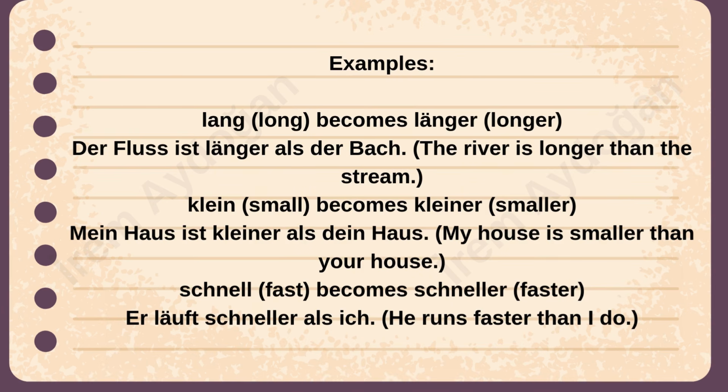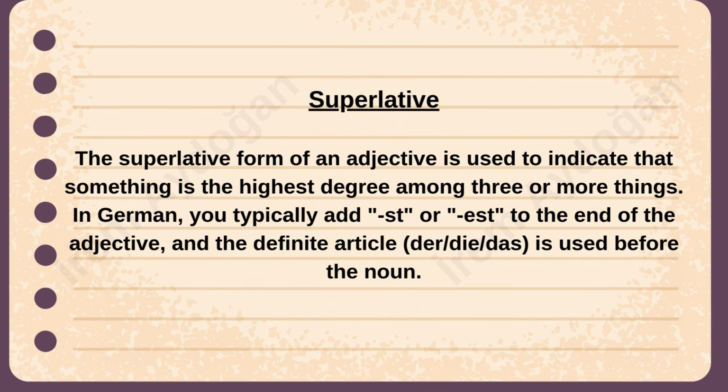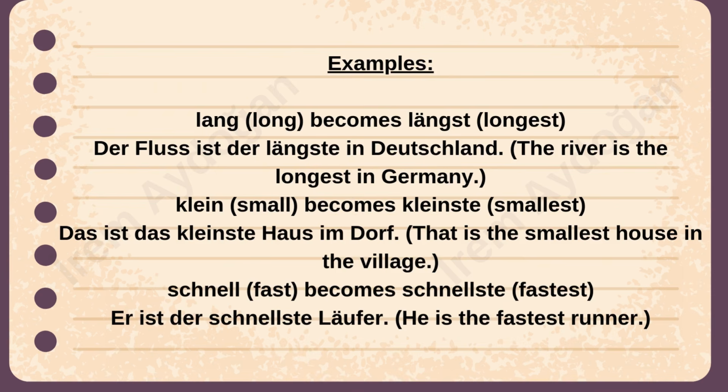And now I came to superlative. The superlative form of an adjective is used to indicate that something is the highest degree among three or more things. And in German, you typically add st or est to the end of the adjective, and the definite article der, die, das is used before the noun.